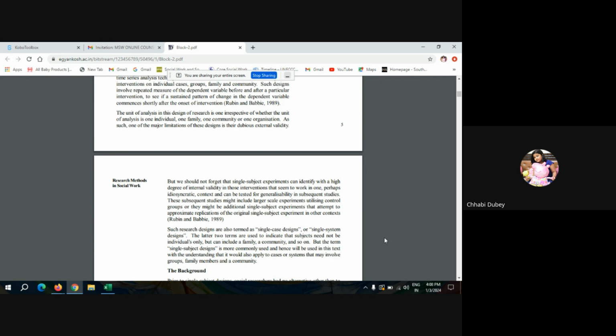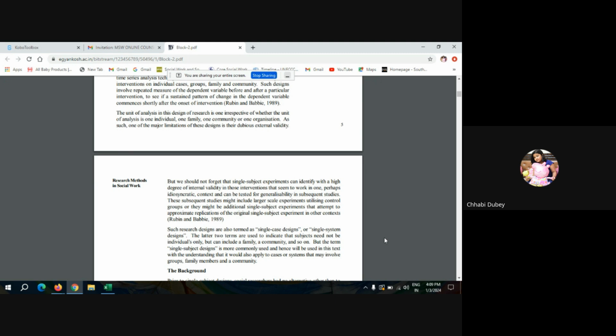That is the dependent variable. And one thing is that these designs are actually very effective when we are working with families and communities and we want to check the effectiveness of an intervention.